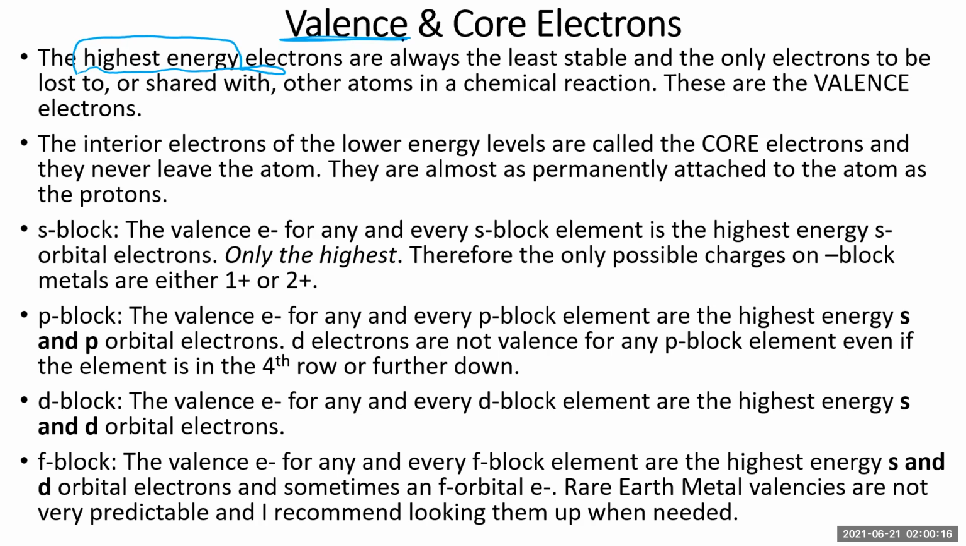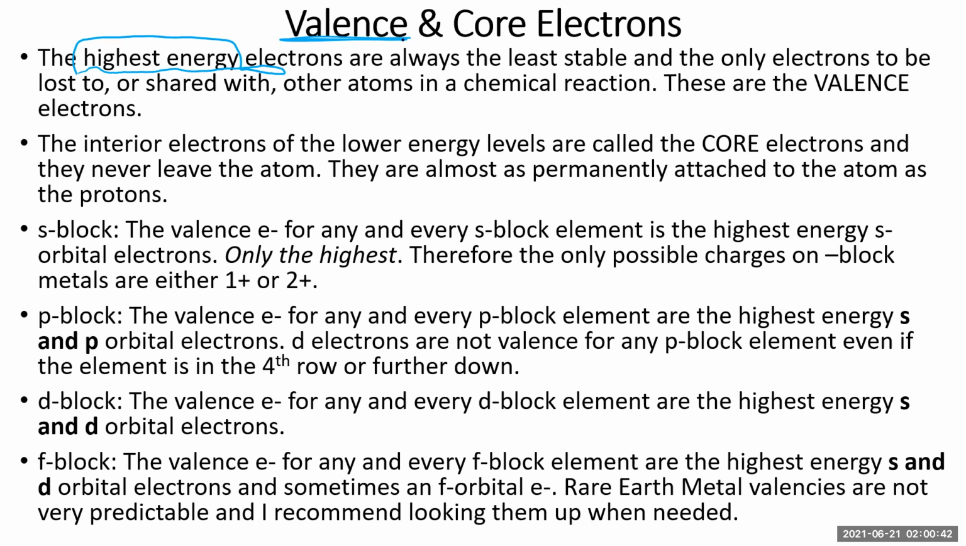So core electrons stay put with the atom that they were in, but valence electrons, they move. They can be transferred. They can either be gained or lost by various atoms. When we talk about electrons being gained or lost by atoms, we are talking almost exclusively about the valence orbitals and the valence electrons that are in those orbitals or that are going to inhabit those orbitals. And those are the highest energy electrons.